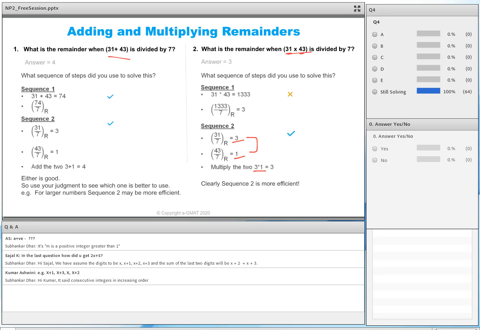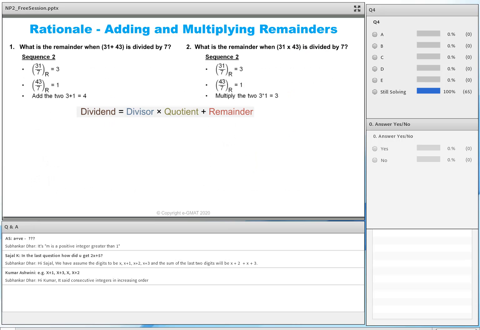Now that this is done, let's understand why the same thing is happening for these kind of questions. So basically we learned these two approaches. The underlying concept is the same one that we have learned, which is dividend is equal to divisor times quotient plus remainder. Now how do you walk through this? So basically we had two numbers, 31 and 43, and the product needs to be divided by 7 to get to the answer, I needed to calculate the remainder. Now 31 can be written as 7 times 4 plus 3, where 7 is the divisor, 4 is the quotient, 3 is the remainder.